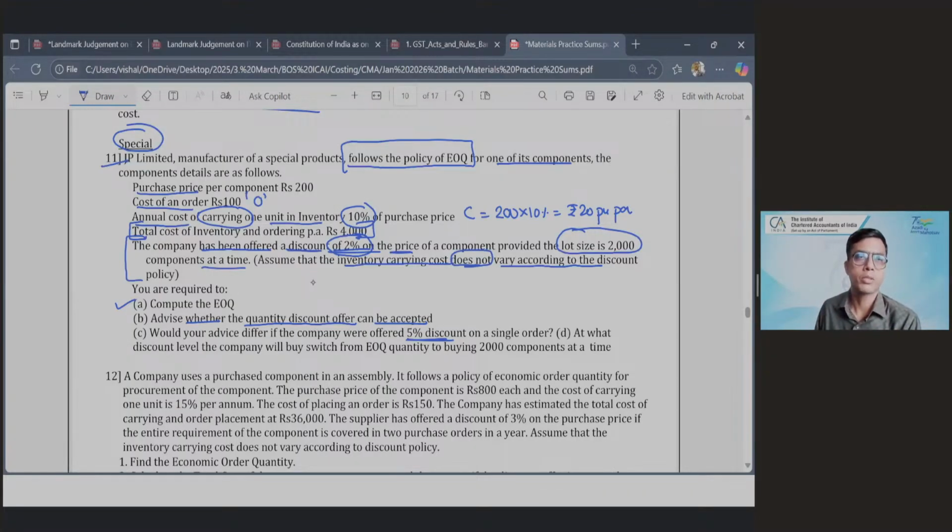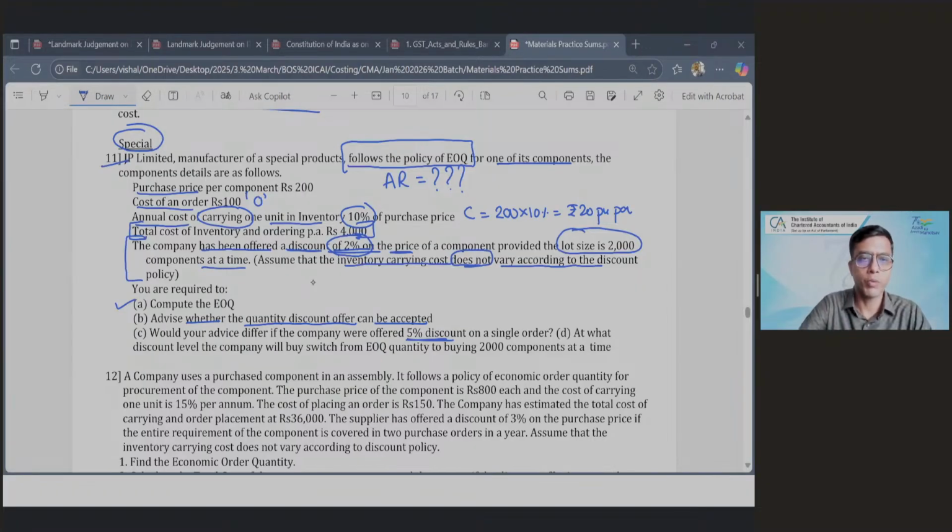Now, in this sum, what is the beautiful conceptual adjustment is that AR is not given. AR is missing. Now, if AR is missing, how will I find out EOQ? That is the most important point. AR missing. How do you find out EOQ?